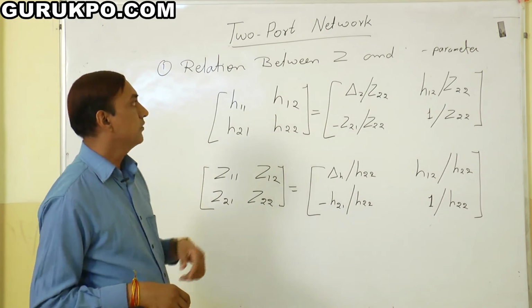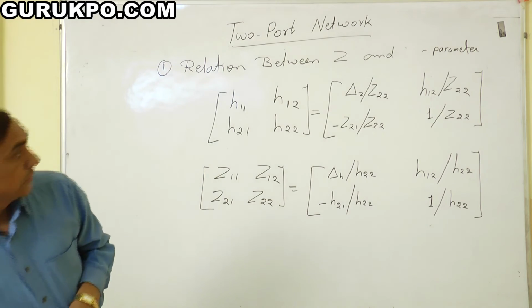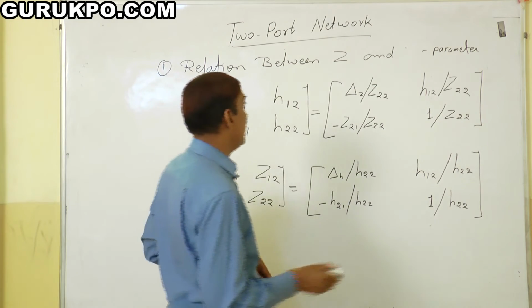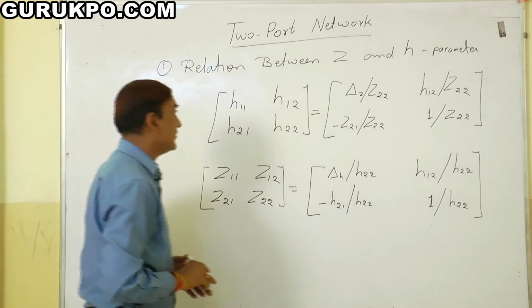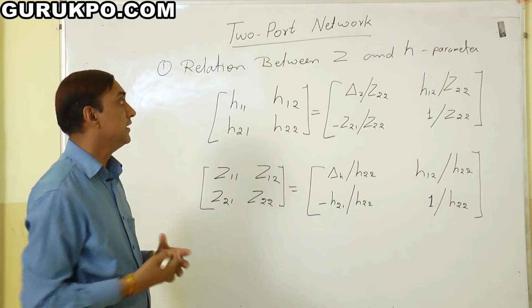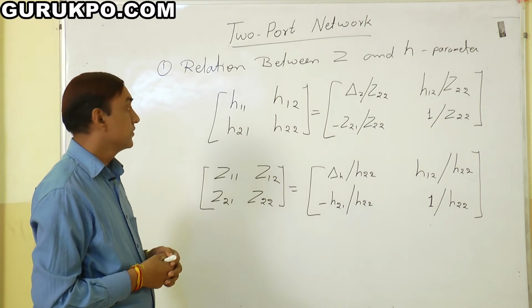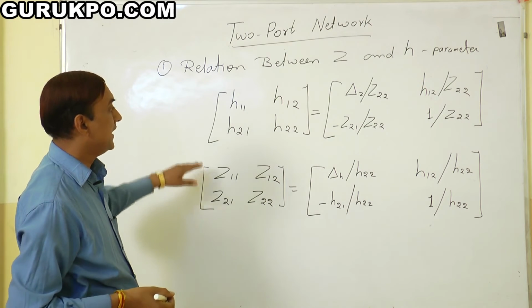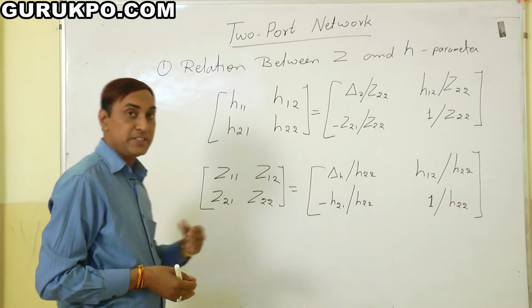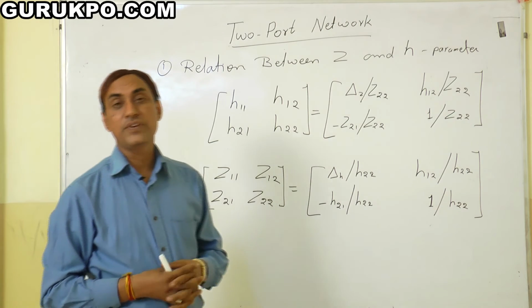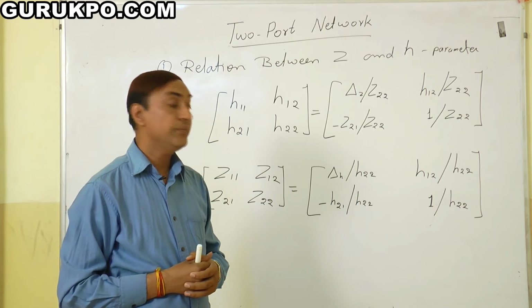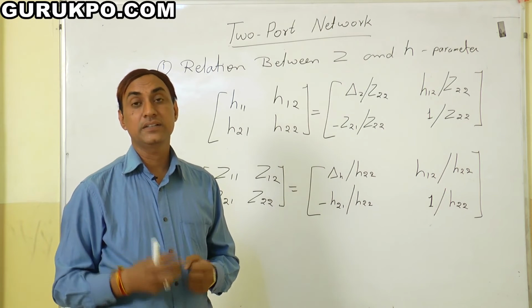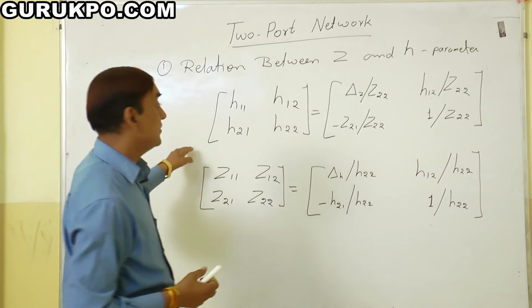Okay, now we are talking about Z and H parameters. Here this is the H parameter. What is the relation between H parameters and Z parameters? First we talk about the H parameters. We discussed the equations of H parameters and Z parameters. Then, using some mathematical techniques, we get this matrix form.